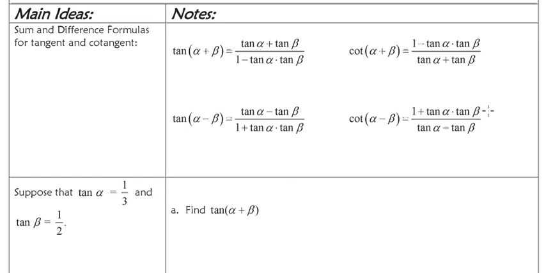So hope that makes sense. I wouldn't spend the time memorizing all these. I probably would memorize just tangent of alpha plus beta and use that to derive the other 3. But hope that helps.